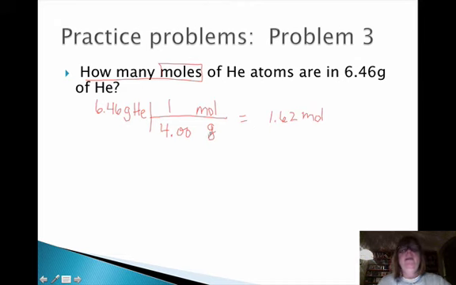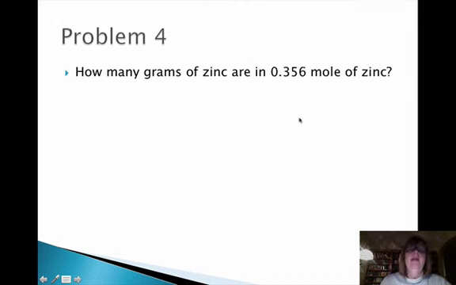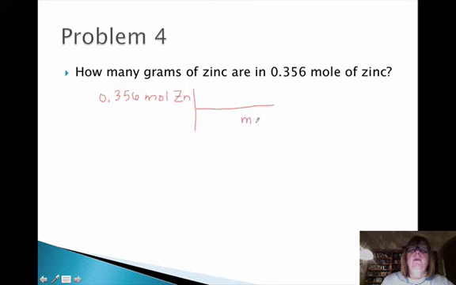Okay, so notice what happened. We had grams. We divided by the molar mass to get moles. Now, here's the opposite. We are starting with moles. We've got 0.356 moles of zinc. So this time we started with moles, and we're going to put moles in the denominator. Whatever unit's there, immediately put it down here. 1 mole of zinc has a mass of 65.38. I got this number right under the symbol for zinc on the periodic table. And the answer is 23.3 grams.